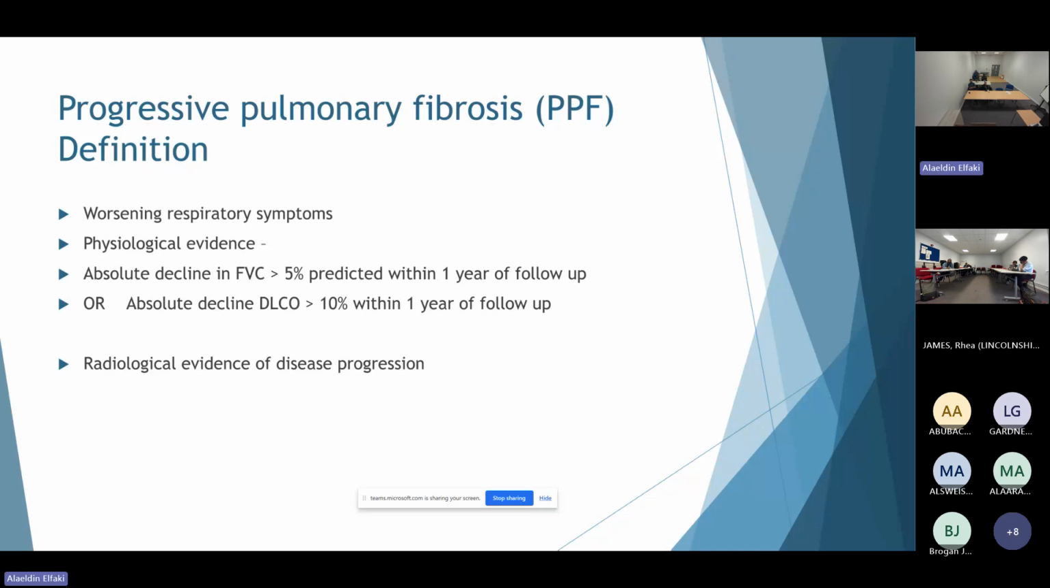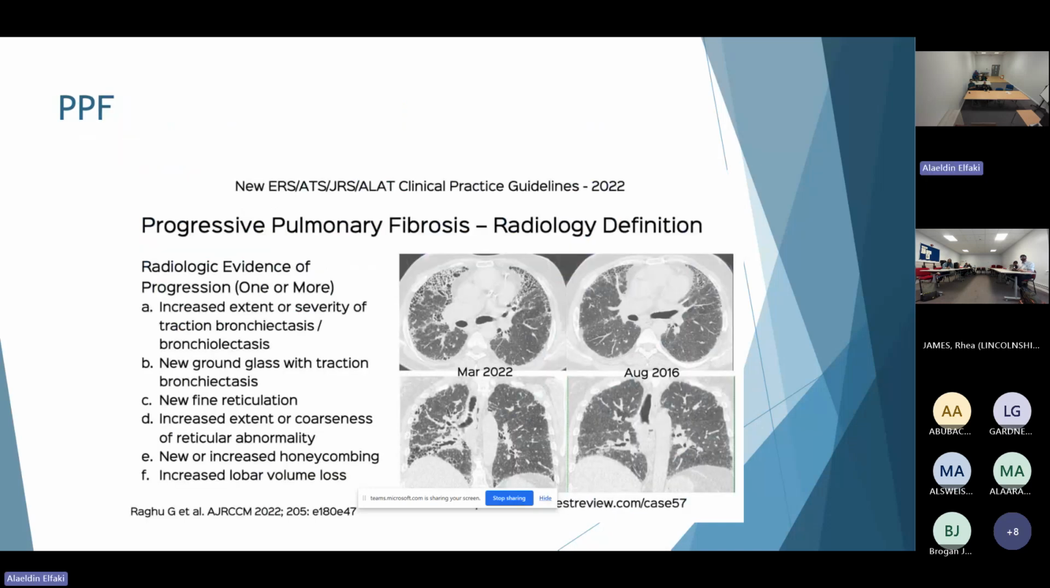So any patient who has worsening respiratory symptoms on a background history of interstitial lung disease needs an assessment of whether the patient has progressive disease or not. So if we have a look at these CT scan slides, ranging between 2016 and 2022, if we look on the right side, sorry, that one.